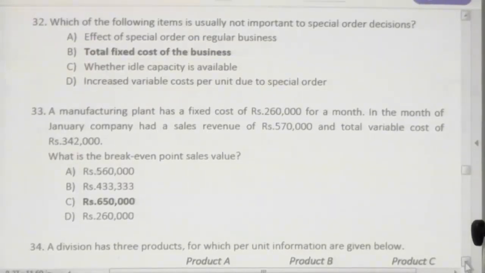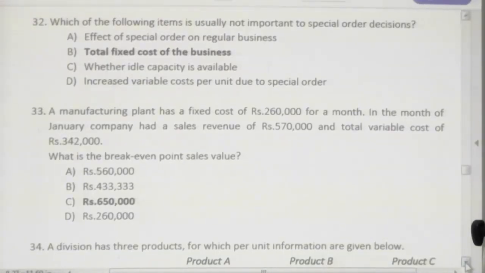Which of the following items is usually not important? Effect of special order on regular business, that is very important. When you are accepting a new order, you need to consider what would happen to your regular business if you accept this order. For example, assume you are a bakery owner producing breads. Every day you are producing 1,000 breads and distributing around the area.